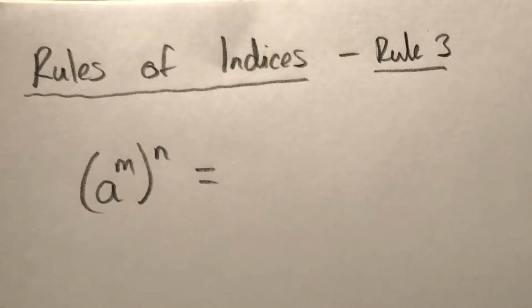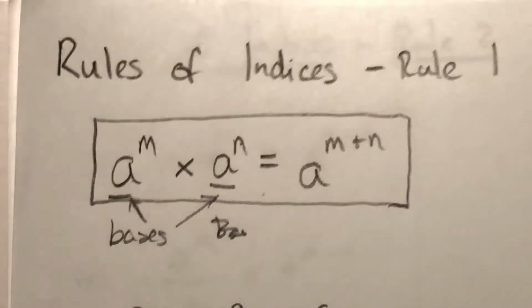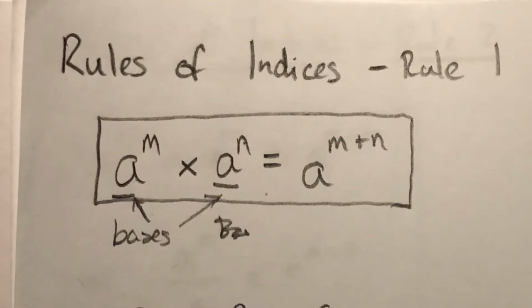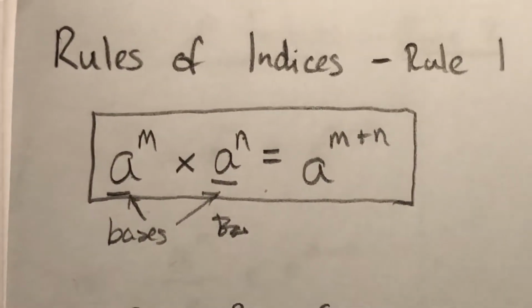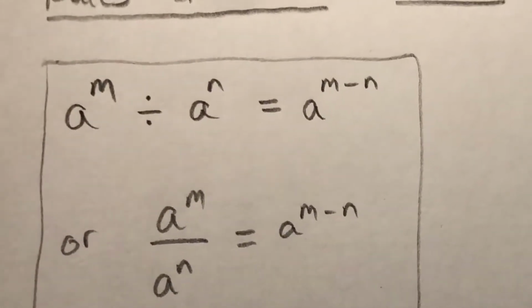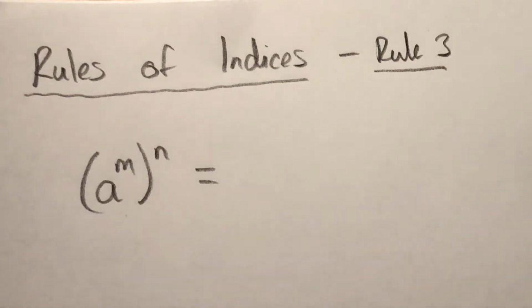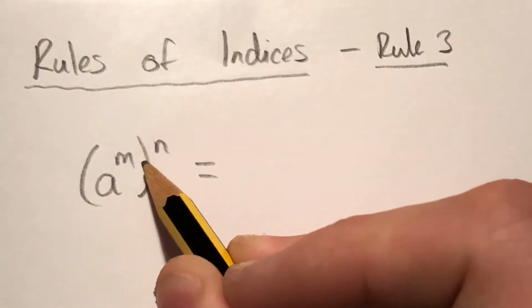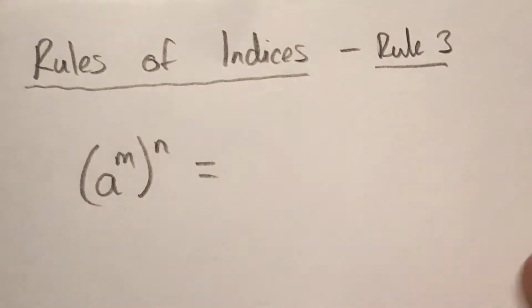Okay, we're now on to rule 3 then. So, in the past 2 videos, we've discovered that rule 1, if I've got 2 bases with different powers and they're timesing each other, I simply add the powers. And rule 2, if I divide the 2 bases, all I do is subtract the powers. This time, we're going to see what happens when we've got a to the power of m in a pair of brackets raised to the power of n.